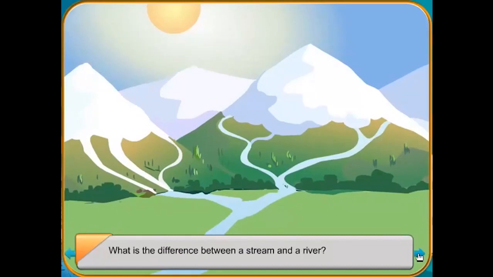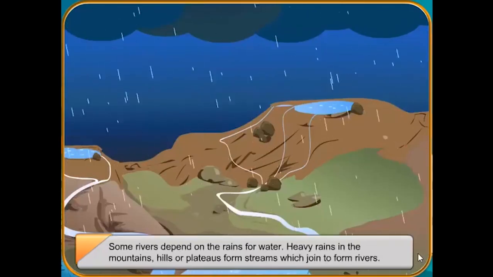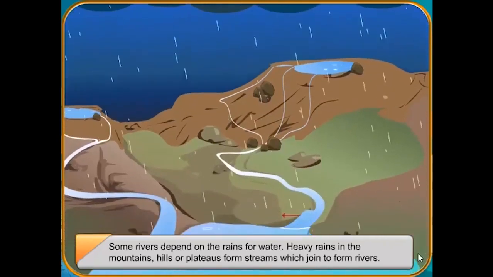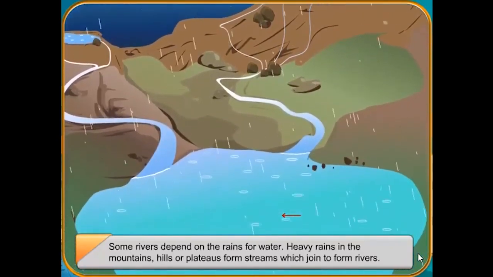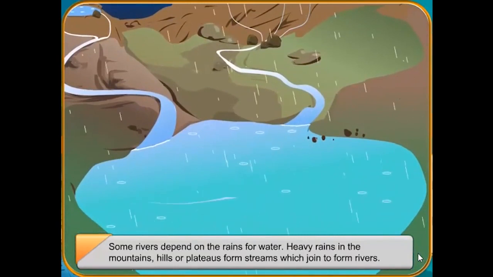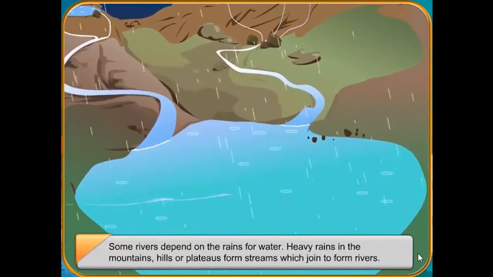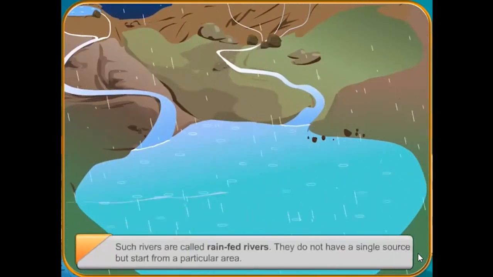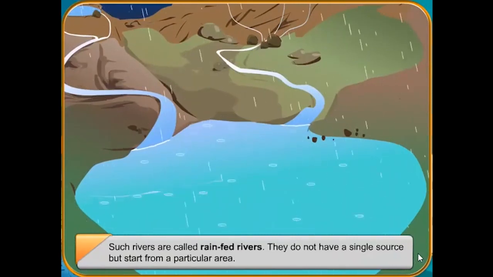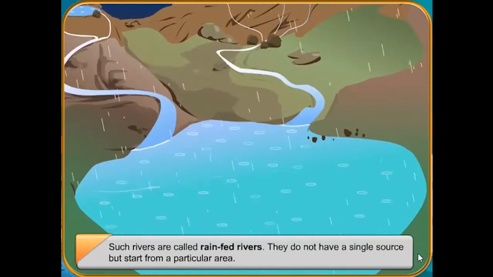Some rivers depend on the rains for water. Heavy rains in the mountains, hills or plateaus form streams which join to form rivers. Such rivers are called rain-fed rivers. They do not have a single source but start from a particular area.